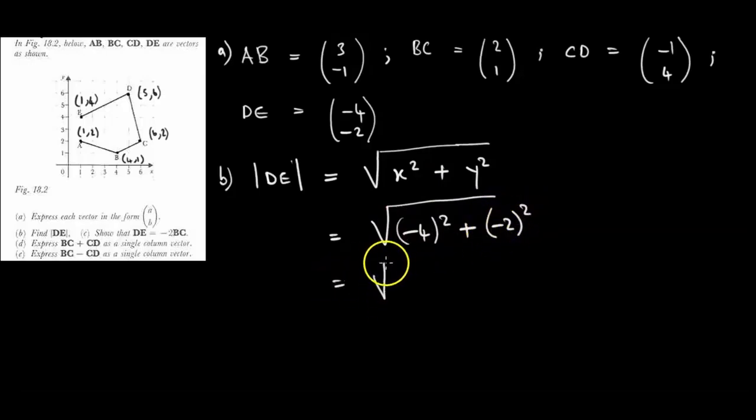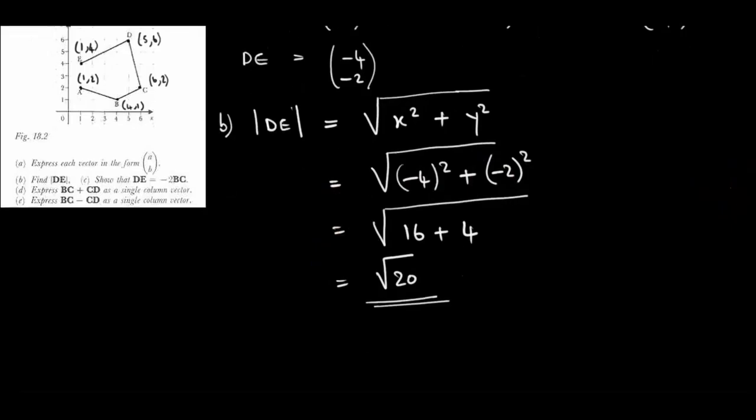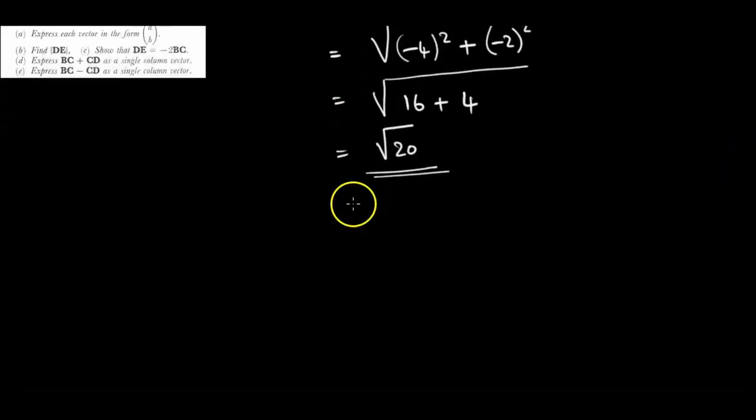So this is equal to what? (-4) squared is 16 plus (-2) squared is 4. Our answer is the square root of 20. That is the modulus, magnitude, size of DE. Then when we go to part C, it says to show that DE is equal to minus 2 BC. So we need to show that DE is equal to minus 2 BC.